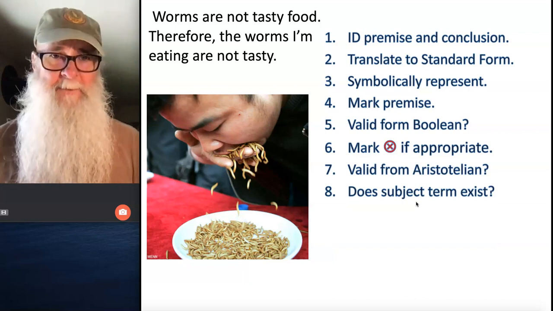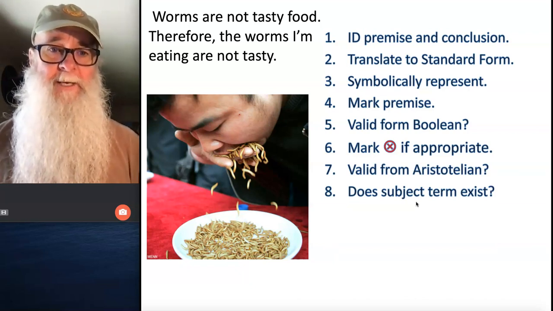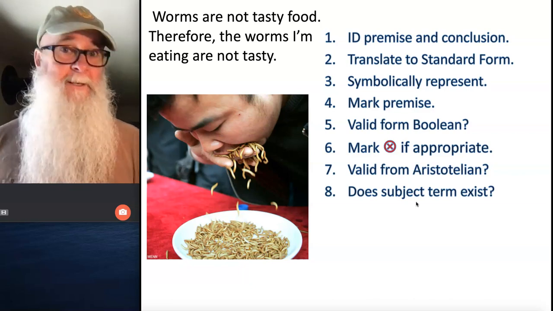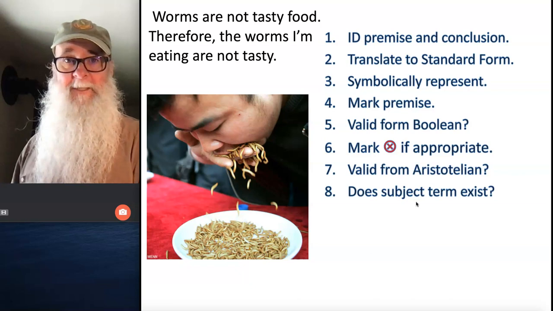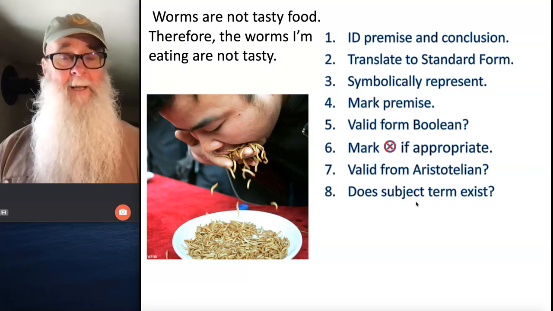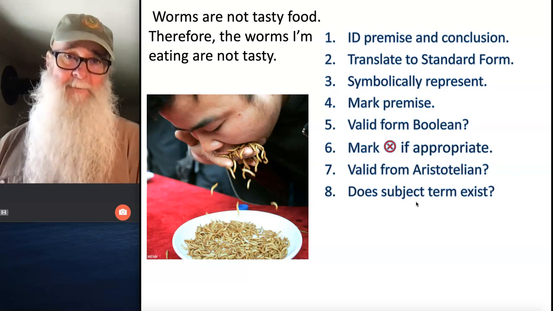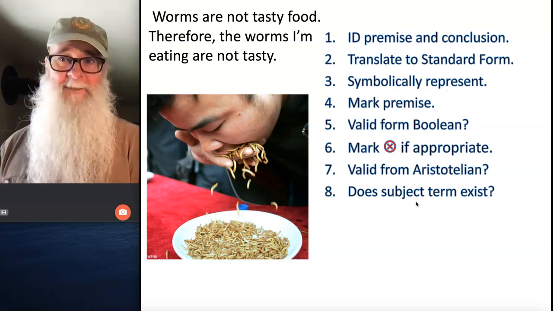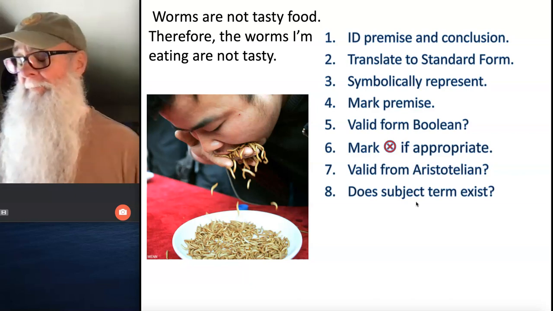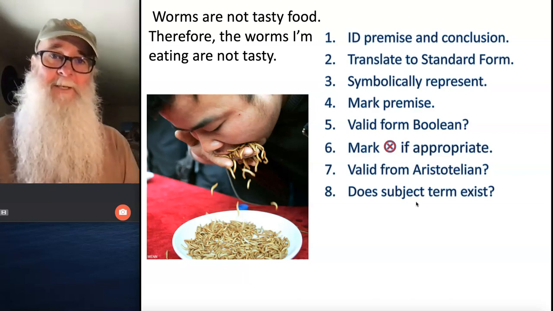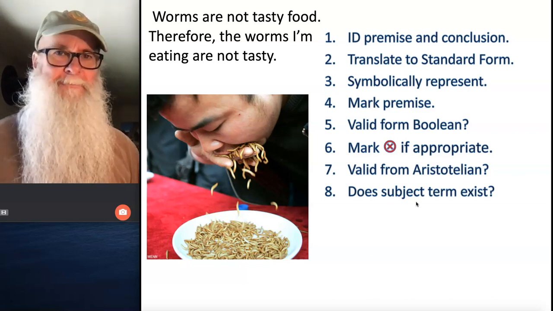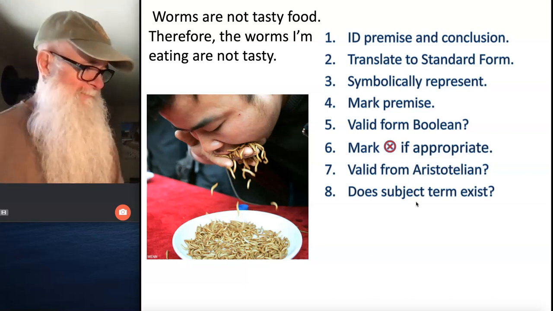And so then from the Aristotelian standpoint, the next question I have to ask is, does the subject term exist? If so, the argument's valid from the Aristotelian standpoint because the condition's been met. But if the subject term is not referring to something that actually exists, then the argument is invalid from both the Aristotelian and the Boolean standpoint. Okay, so why don't you go ahead and pause your video, complete these 8 steps, and then when you're ready to check your work, restart your video.